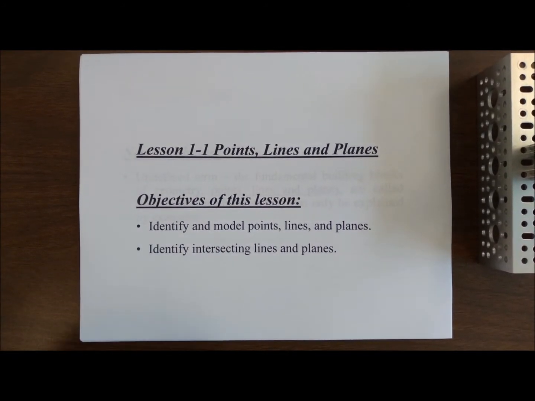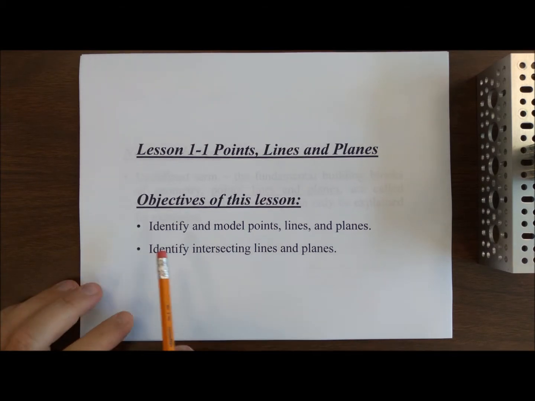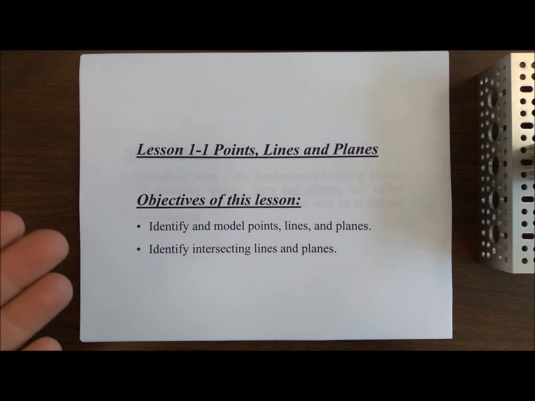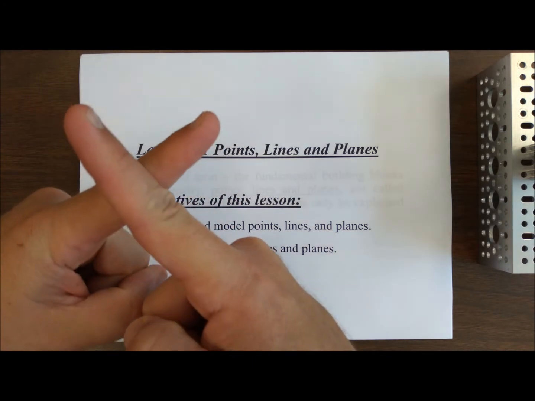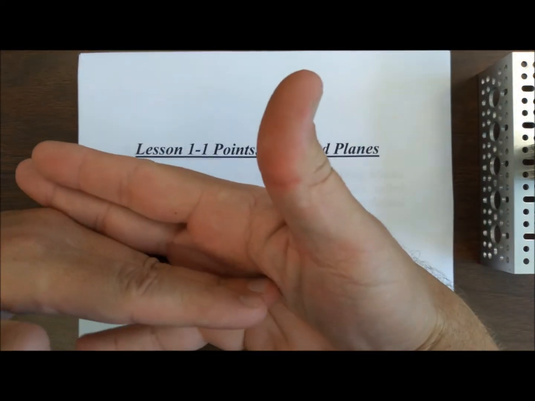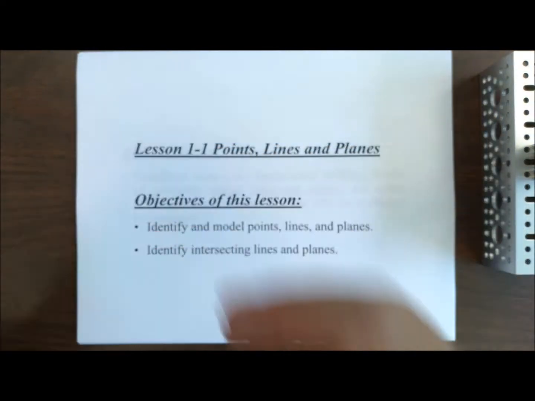This lesson is going to be about points, lines, and planes. When we're done with this lesson, we're going to be able to identify and model points, lines, and planes. And we're going to be able to tell what happens when they intersect. When lines intersect, what do we call that? And when planes intersect, what do we call that?